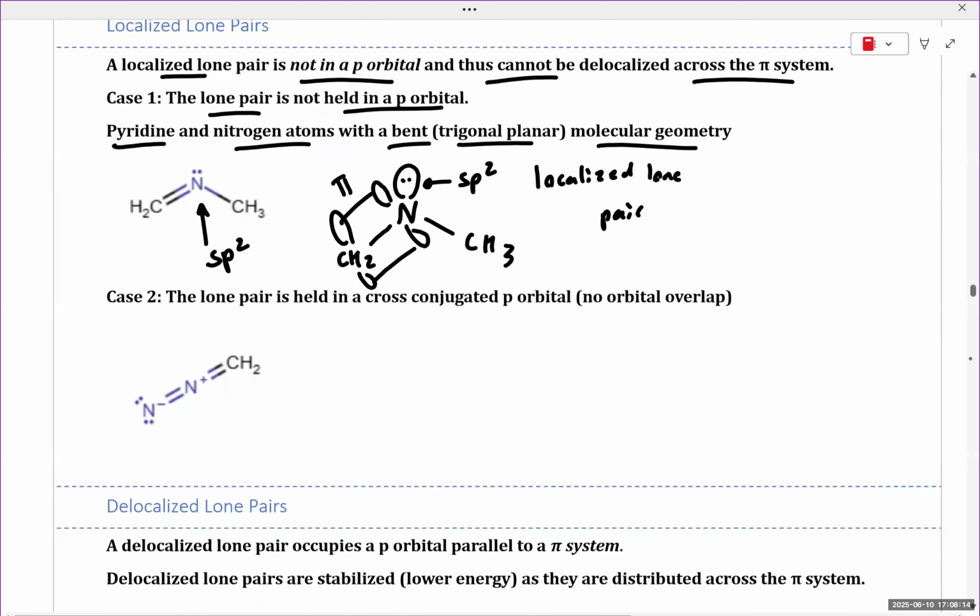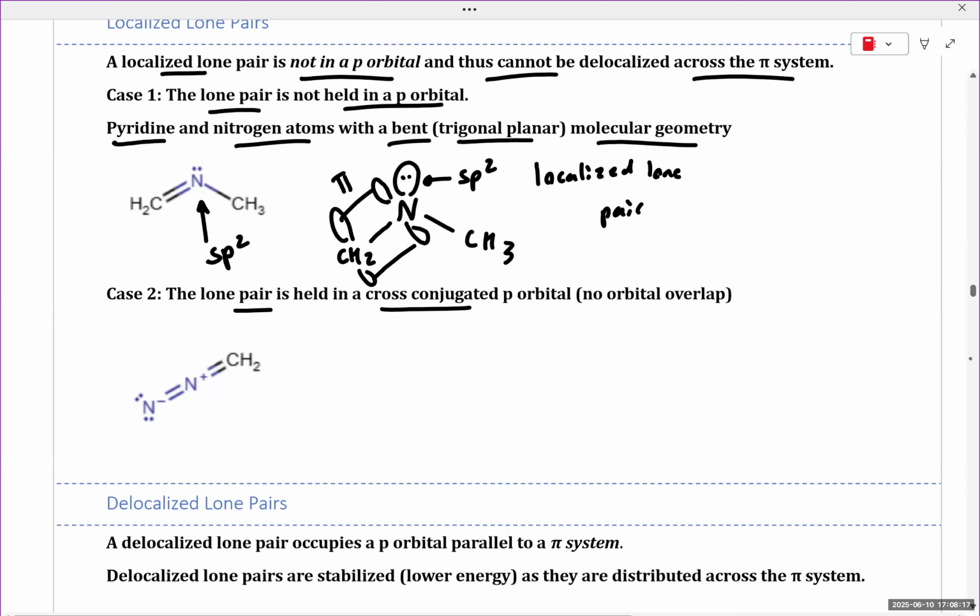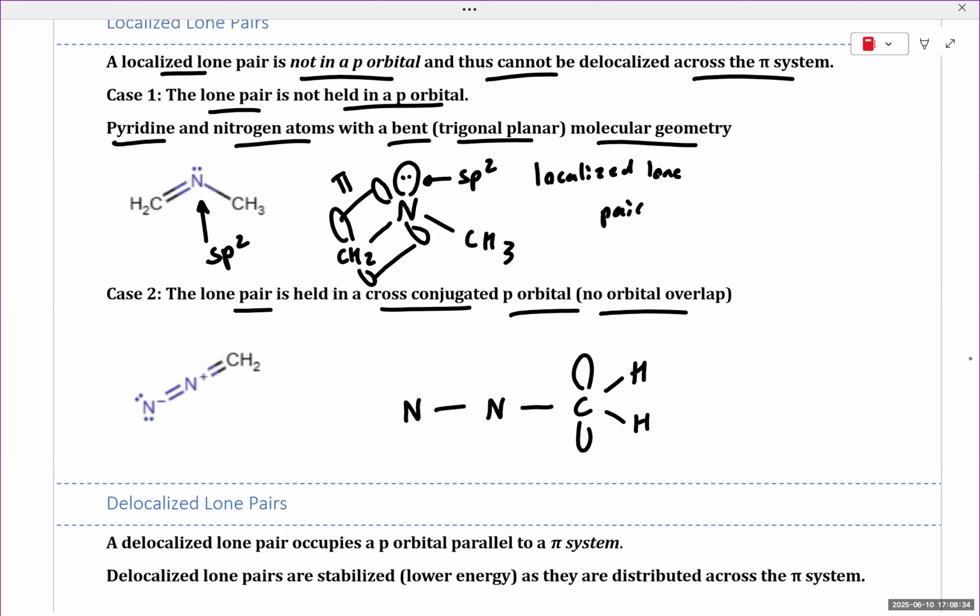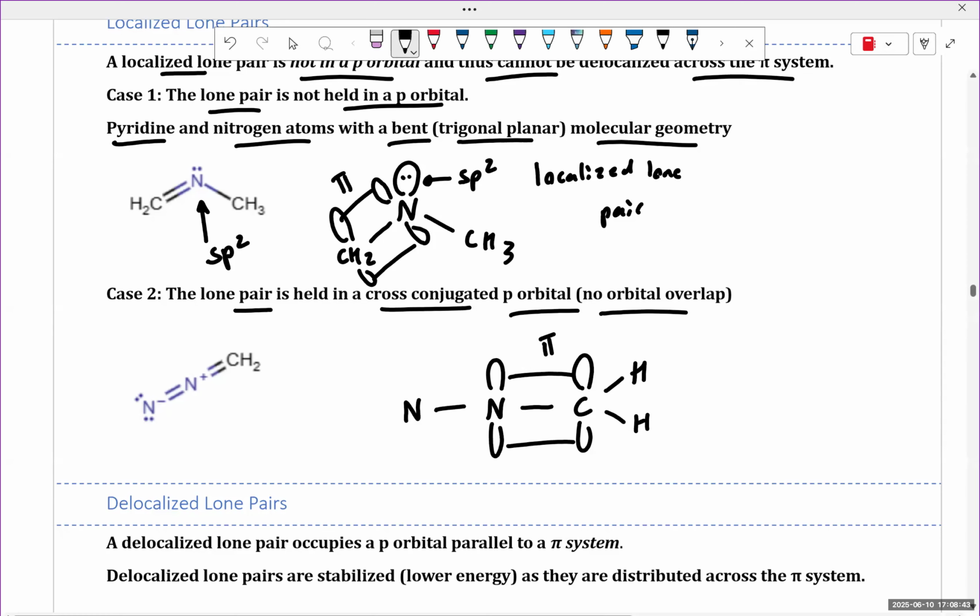The second case occurs when the lone pair is held in a cross-conjugated p orbital, where there's no possible orbital overlap. Looking at this azide compound, for example, we have a carbon-nitrogen pi bond, which is formed via the overlap using one of the nitrogen p orbitals. The second nitrogen p orbital is perpendicular to the first. And this is where our second pi bond is formed.